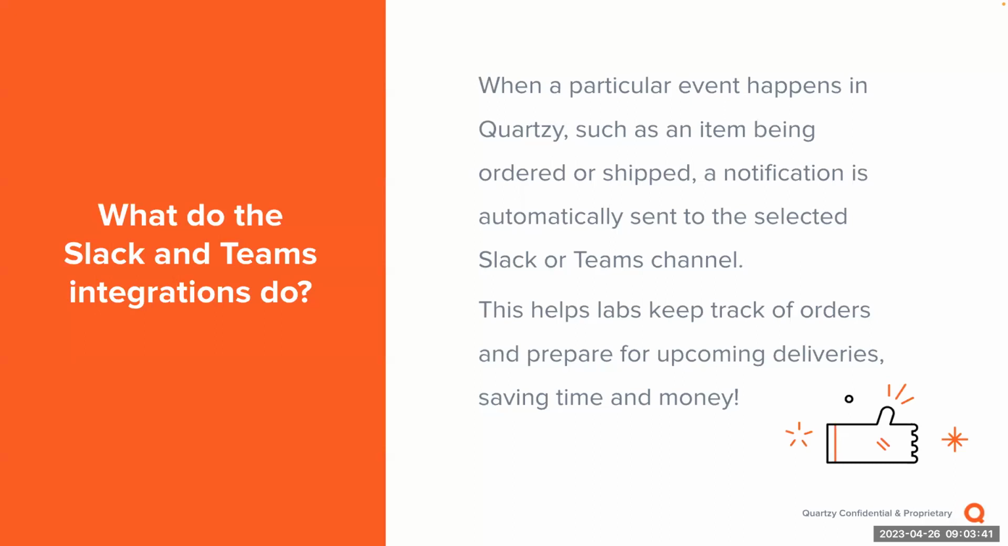So first off, what do these Slack and Teams integrations do? When a particular event happens in Quartzy, such as maybe an item being shipped or ordered, a message is actually posted automatically in the selected Slack or Teams channel. So this just helps you keep track of orders, prepare for upcoming deliveries, and also, in the future, it'll help you manage inventory and stuff like that.